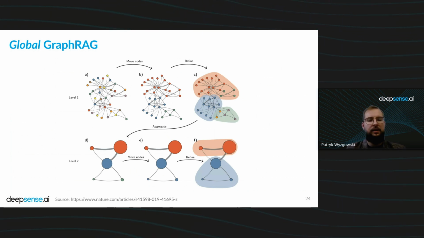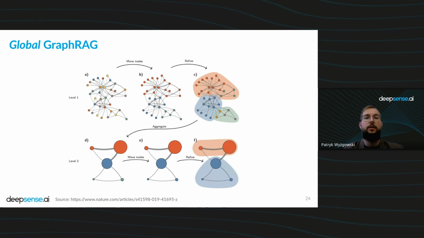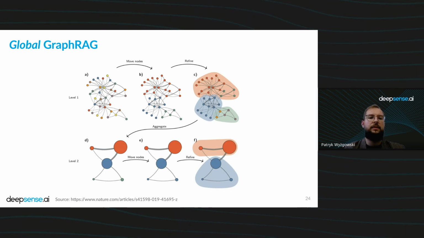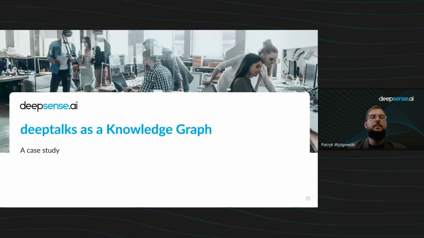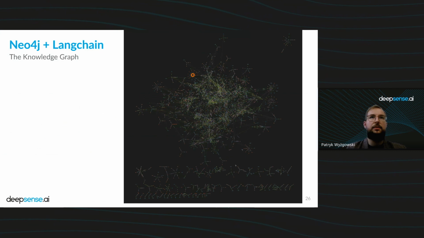What is important is that the communities are usually related to particular concepts or topics, and we will observe it in a moment in another demo, which is Deeptalks as a knowledge graph. So I've created a knowledge graph. This one includes the chunks of the documents. The documents are extracted with Langchain. They are YouTube transcripts of our Deeptalks, and not only Deeptalks, but even more videos from the DeepSense YouTube channel.